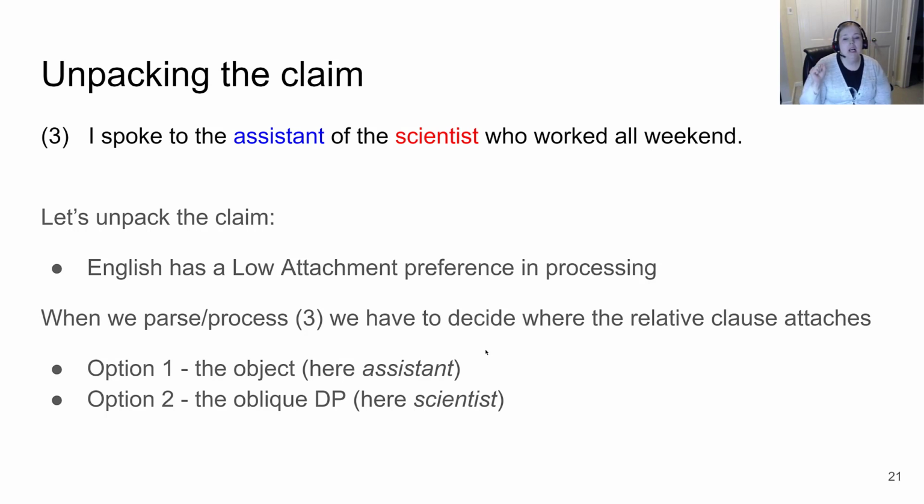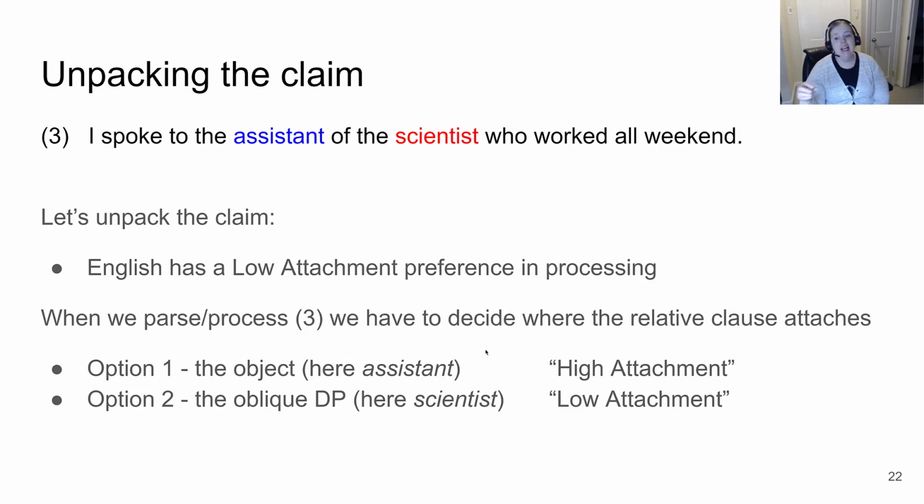Okay. So again, here we see our first option is the object, or option 2 is the oblique DP. I'm just flashing these words at you so it's really clear when you're doing your homework. But this is what we're calling high attachment, the object, and low attachment, the oblique, because the object is higher than the oblique DP is. Yeah? Okay.